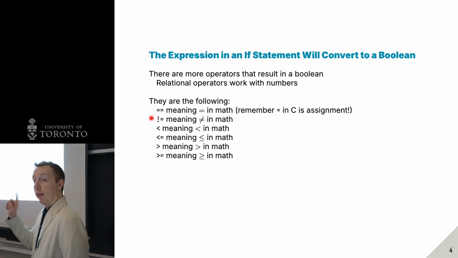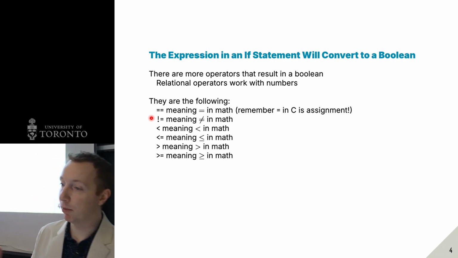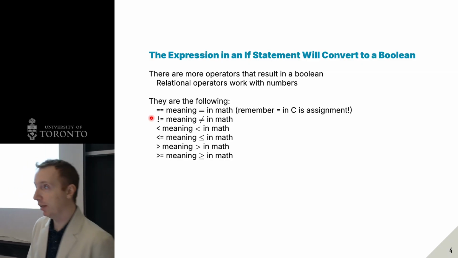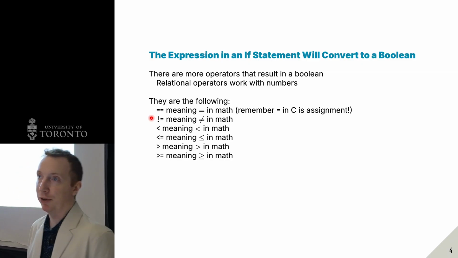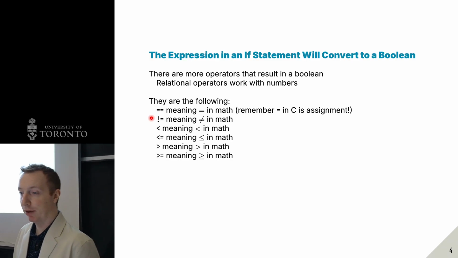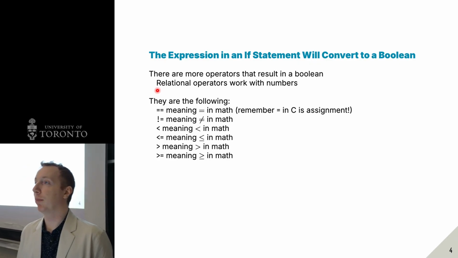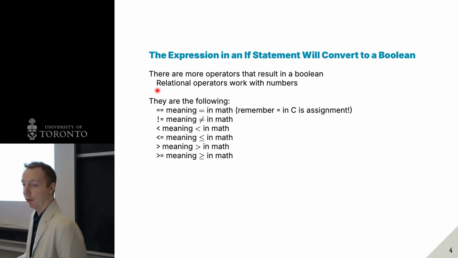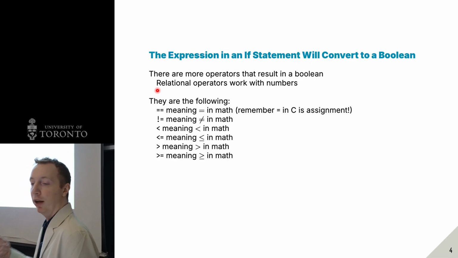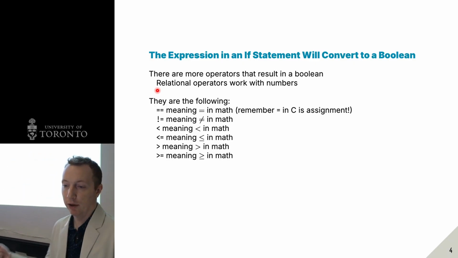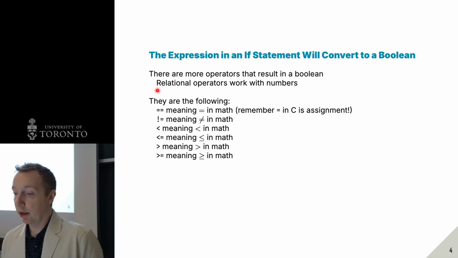So the expression in an if statement, again, will be converted to a Boolean. There are more operators that result in a Boolean. You probably don't want a number to be implicitly converted to a Boolean. We'll see some examples of that. But you should use something called a relational operator. The relational operators work with numbers and produce a Boolean. So they are the following.